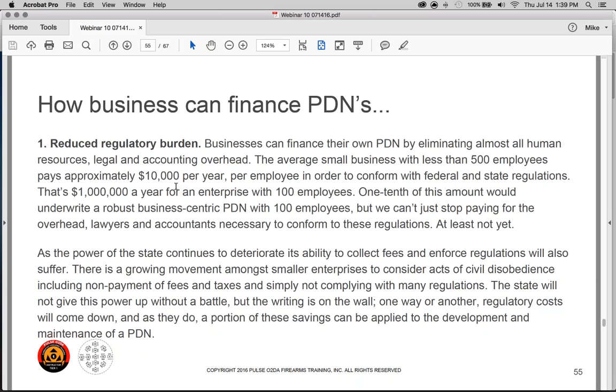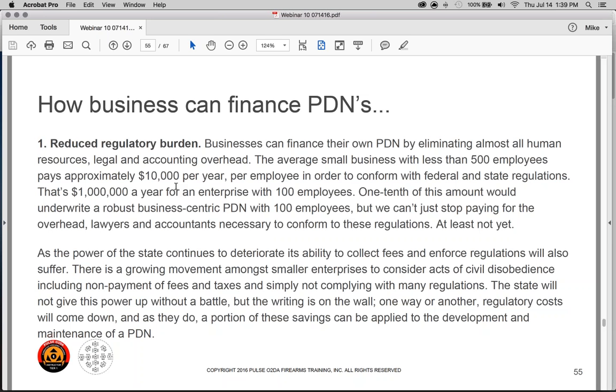The average small business with less than 500 employees pays approximately $10,000 per year per employee in order to conform with federal and state regulations. Stop and think about that for a second. Federal and state regulations are costing small enterprises $10,000 per employee per year. For a company with 100 employees, that's $1 million a year. One-tenth of that amount, $100,000, would underwrite a robust, business-centric private defense network with 100 employees.